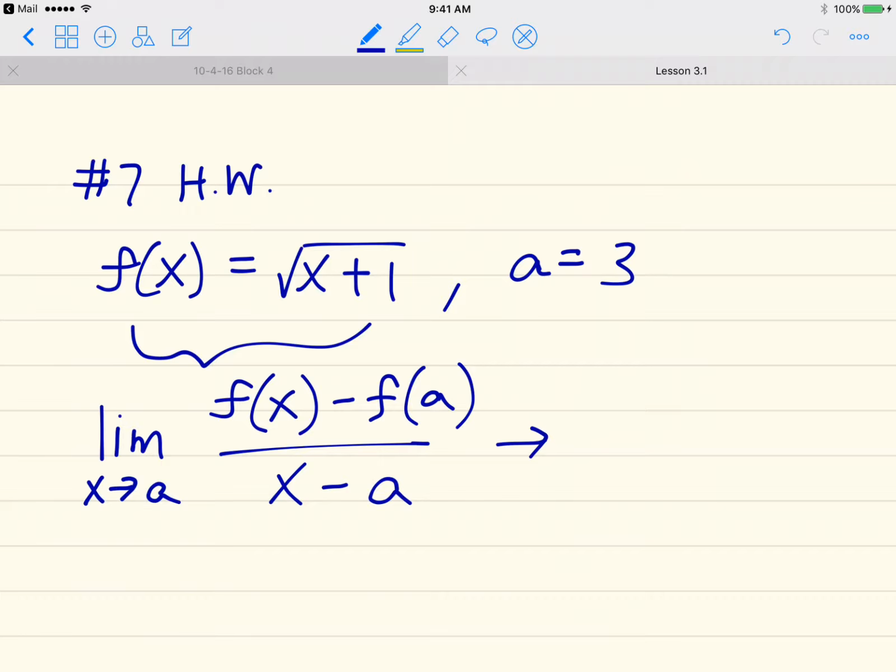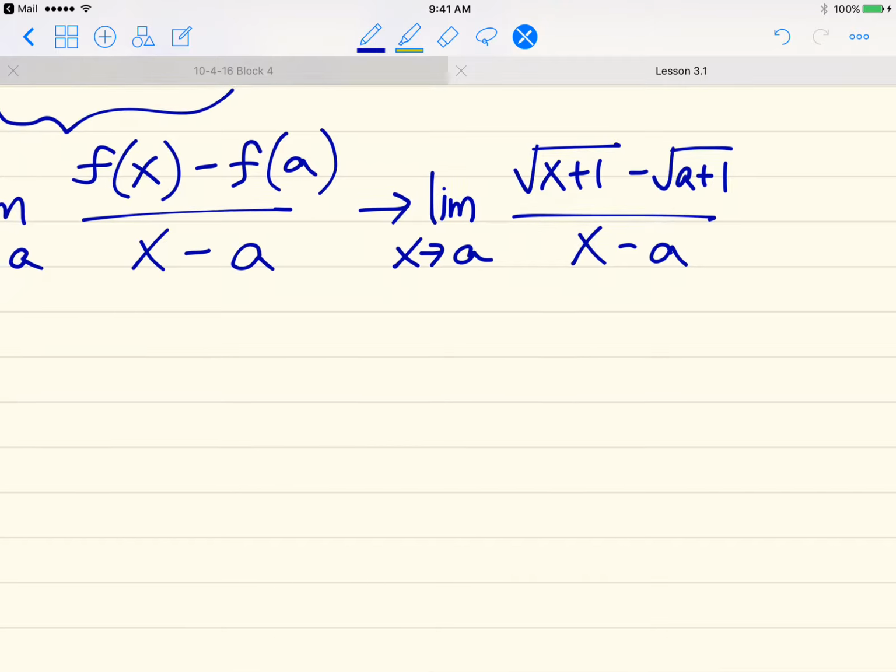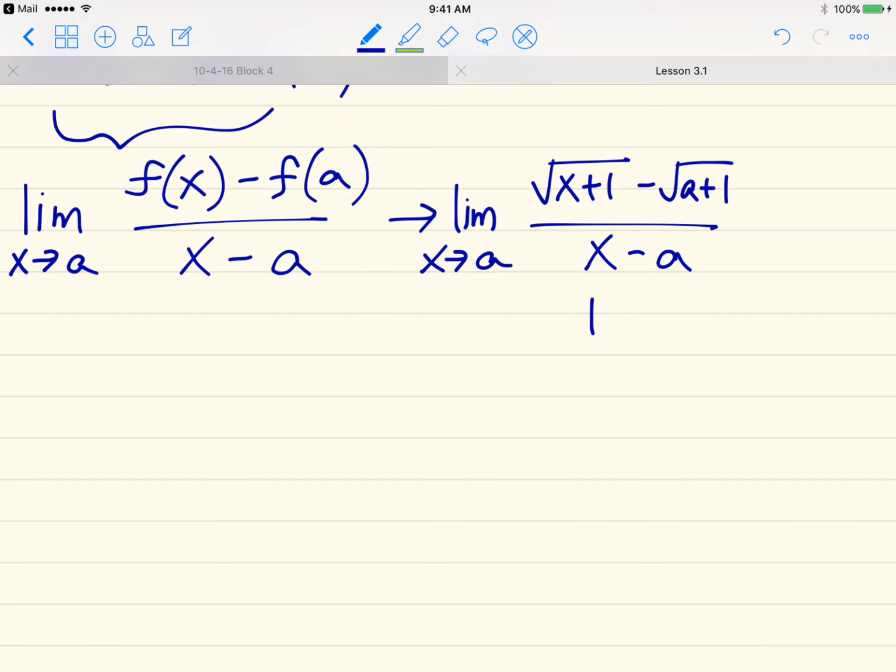Now how would I apply this to this particular function? You will rewrite this alternate definition of the derivative by using radical x plus 1, subtract radical a plus 1, all over x minus a. Then, just like the example 2 that you've seen, we have to rationalize the numerator.